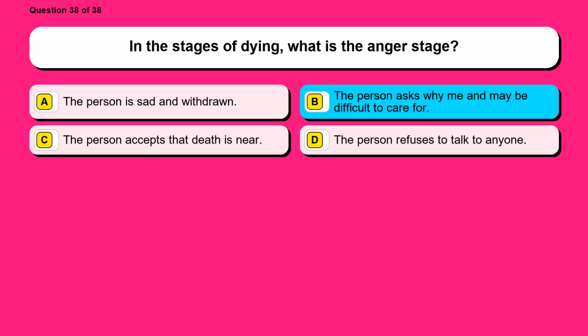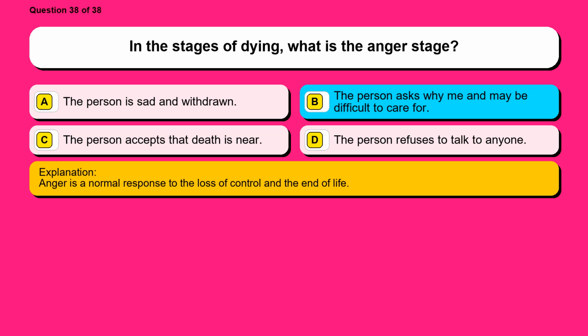The correct answer is option B. The person asks why me and may be difficult to care for. Anger is a normal response to the loss of control and the end of life.